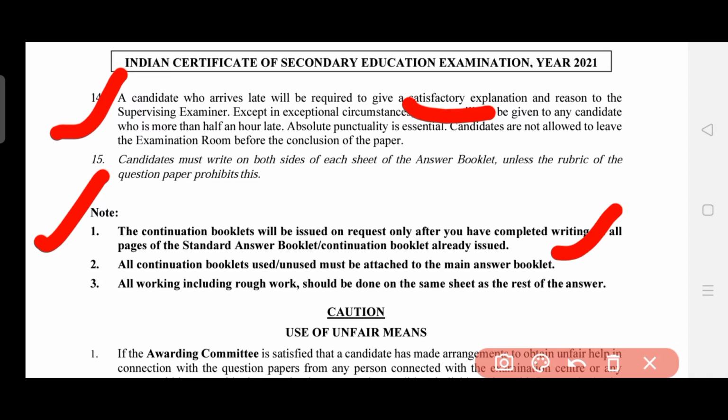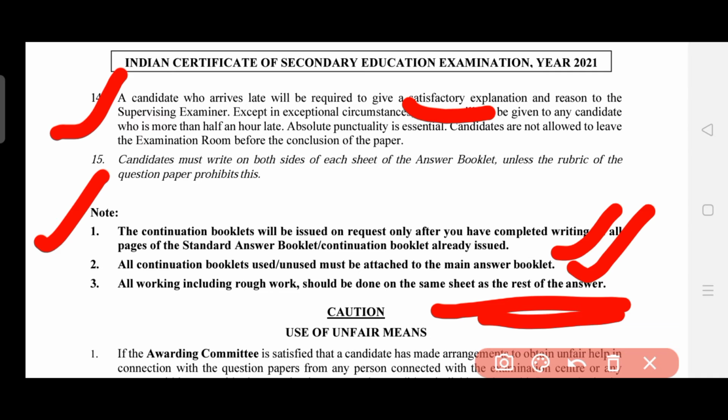All continuation booklets used or unused must be attached to the main answer booklet. Yes, there will be one main answer booklet in which you would be writing many details, so all the extra sheets should be attached to that. All working including rough work should be done on the same sheet. Don't take any extra sheet and keep it with yourself as a rough. Whatever the rough thing you are doing, that also you need to show. Okay, so if you are taking an extra sheet just for rough work, then also you need to attach it to the main paper.